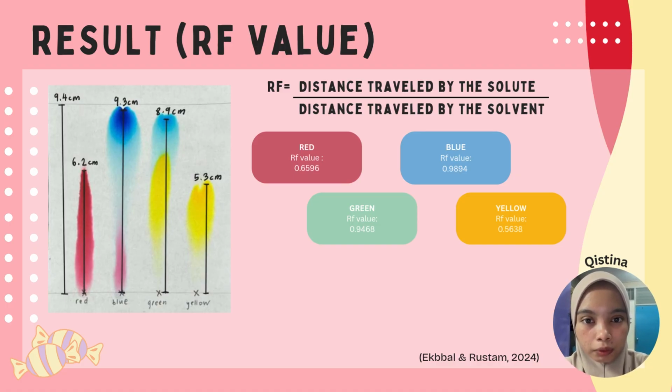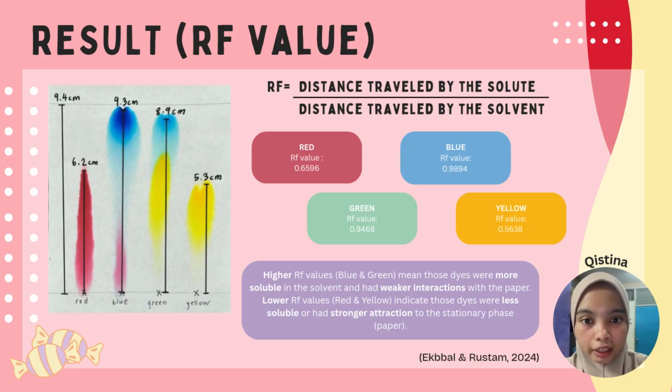From the RF values obtained, we can conclude that higher RF values, blue and green, mean those dyes were more soluble in the solvent and had weaker interactions with the paper. Lower RF values, red and yellow, indicate those dyes were less soluble or had stronger attraction to the stationary phase.